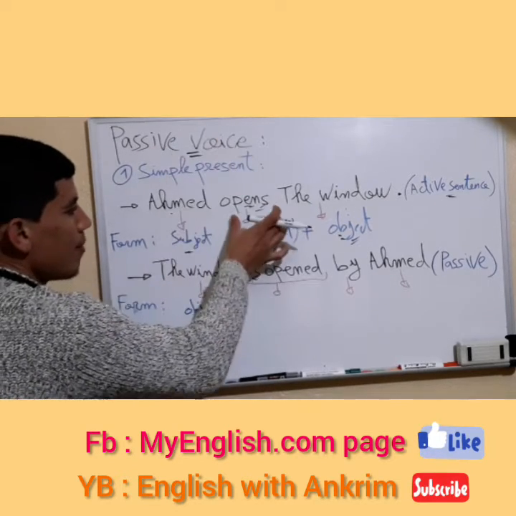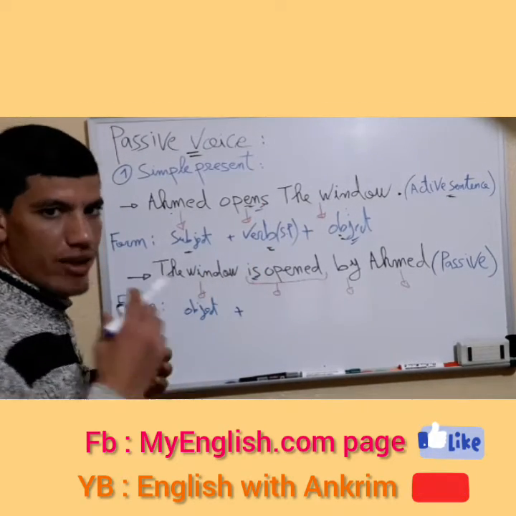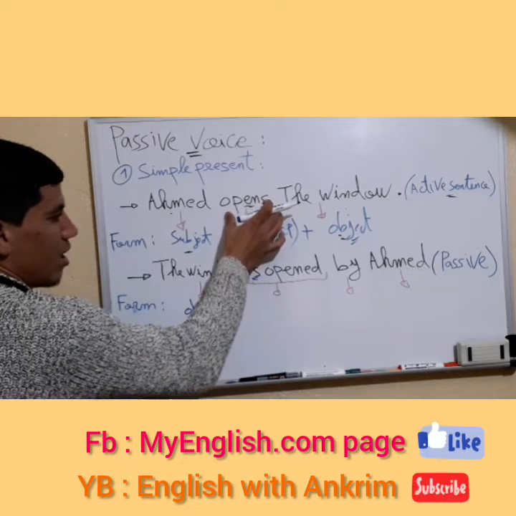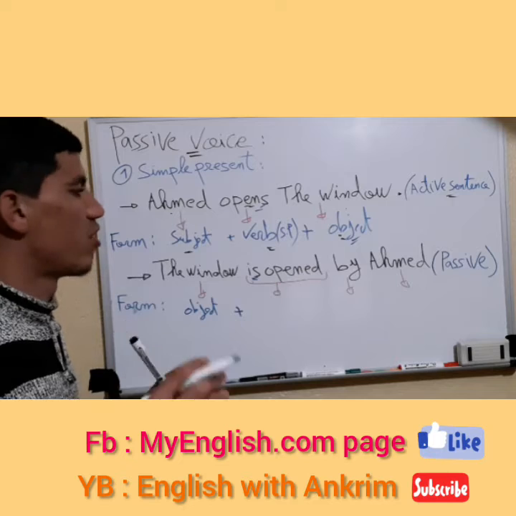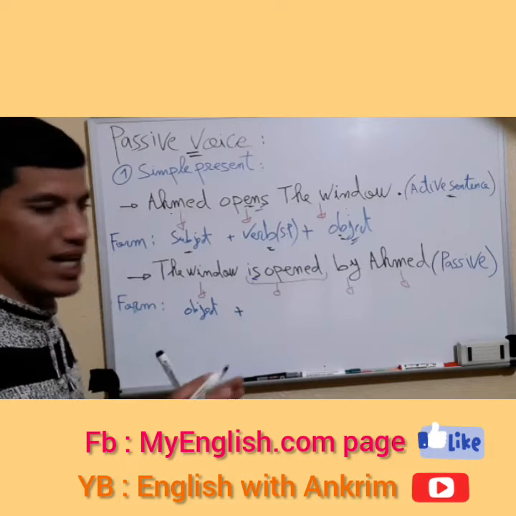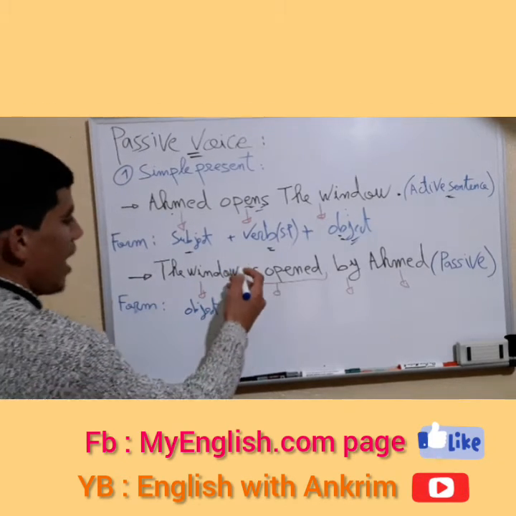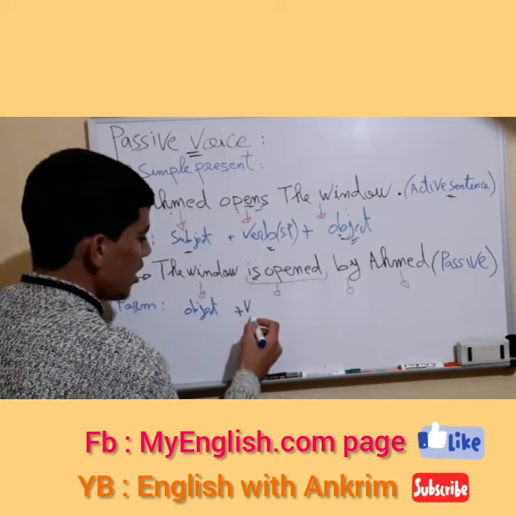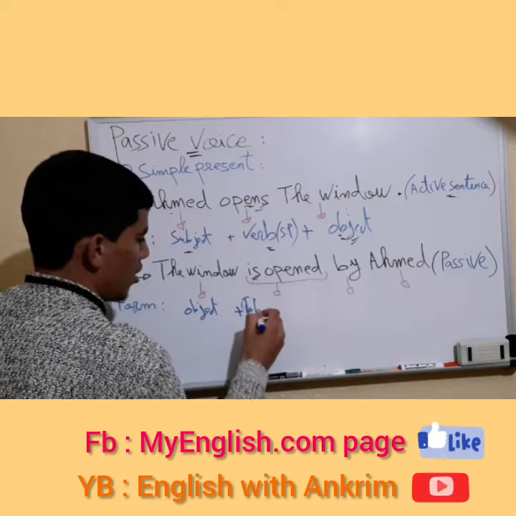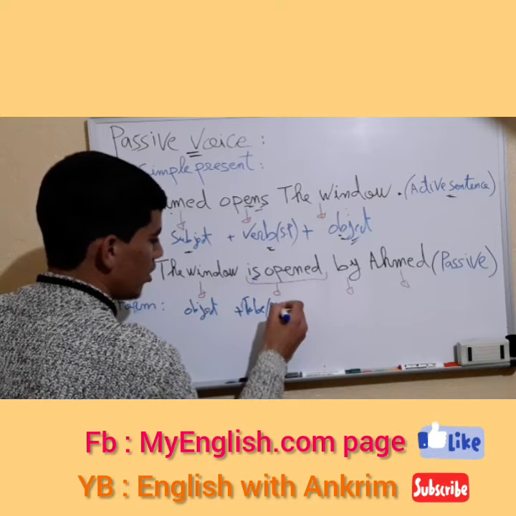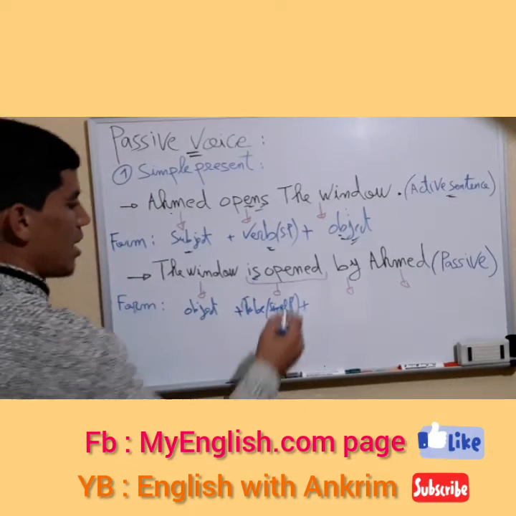In the passive voice, this verb is the key. If you know this verb and focus on it and know what it is, then your answer will be perfect when you do the transformation from active to passive. Good. So we have "is". What is "is"? It is the verb to be in simple present. Let's say to be, in the simple present, plus what? We have opened.